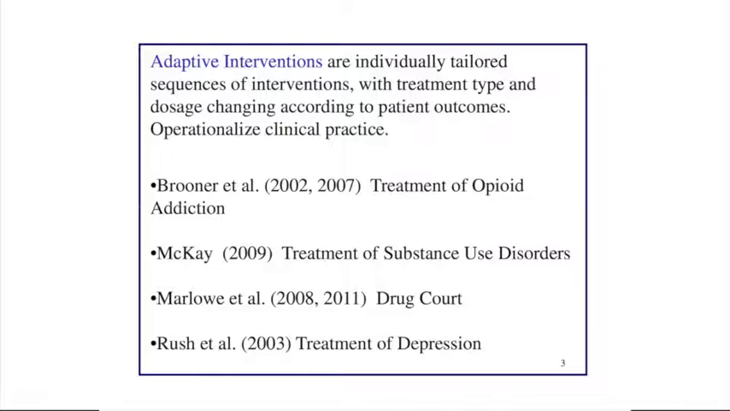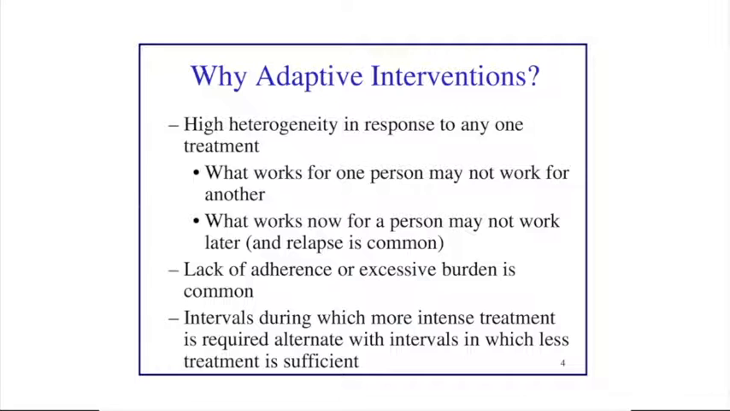I list a series of references here. They're all from the field of mental health because that's my interest. However, there has been a number of these, for example, in obesity research, in cancer, and in a variety of areas across the medical field. So what are they? Well, first, I'm going to talk to you about why one would even be interested in adaptive interventions.